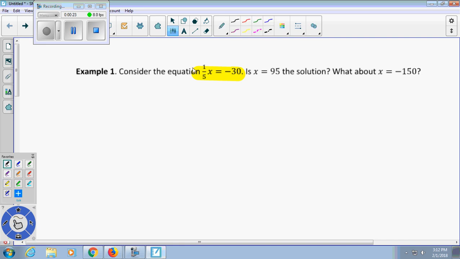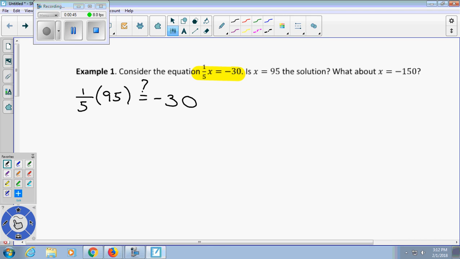And all it means is if you plug in 95 for x, for example, does it make the left side equal the right side? I don't think this is going to work, but just to see it, I have 1/5 and then x is equal to 95. Is that going to be equal to negative 30? So I'm just asking this as a question, is that true?